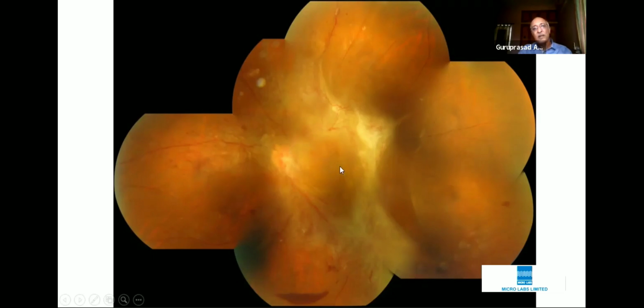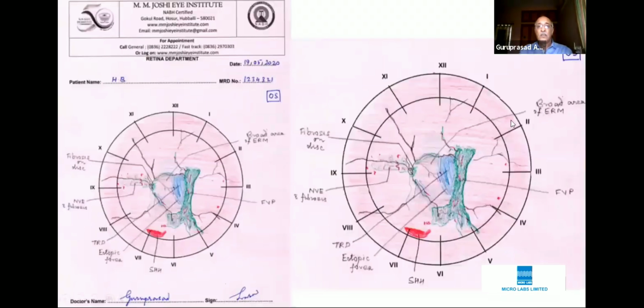And you can see from the vessel that is coming down here, crossing the fovea, that this is not the fovea here. Normally the fovea should be here, but it has become ectopic. The fovea has become ectopic and dragged inferiorly, and that also is detached. I'll just show you the diagram that I made.